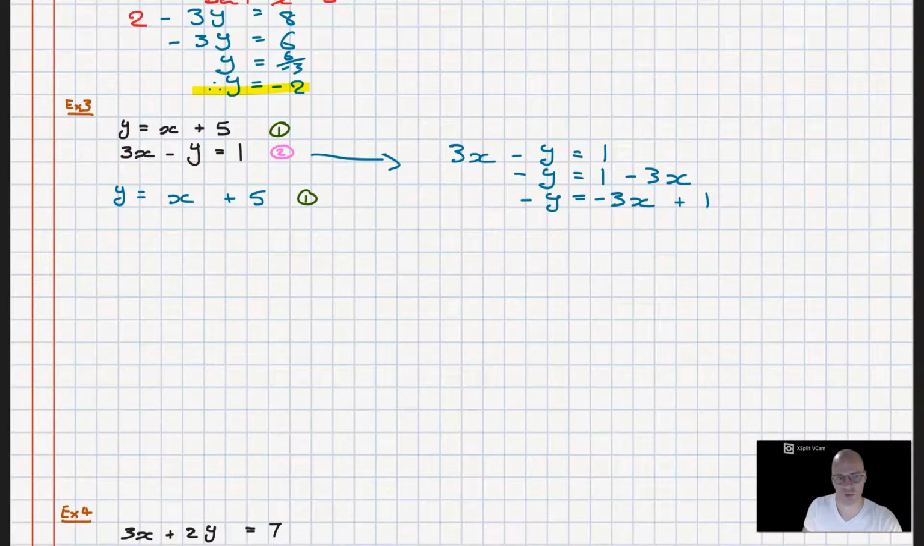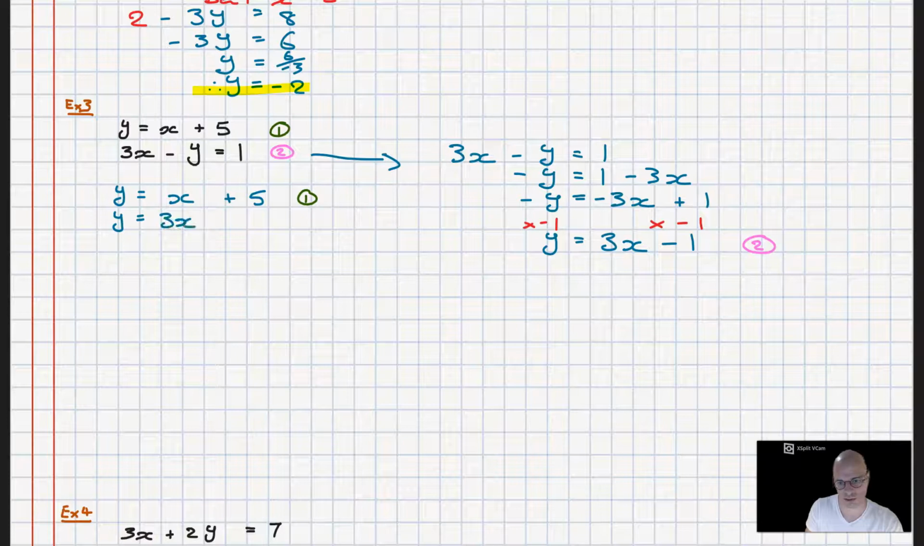I could leave it that way, but it's a little bit messy. So I'm going to multiply both sides of this equation by negative 1. We get y equals positive 3x, take 1. This is still equation 2, just in a different form. So writing that out, we've got y equals 3x minus 1.